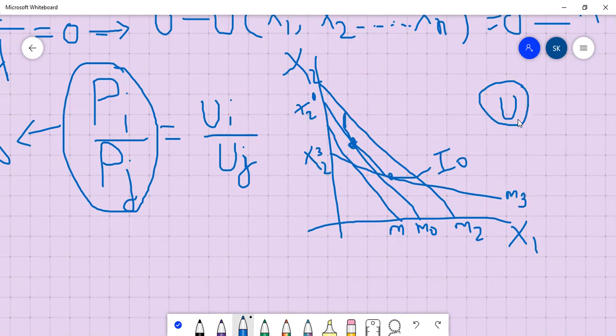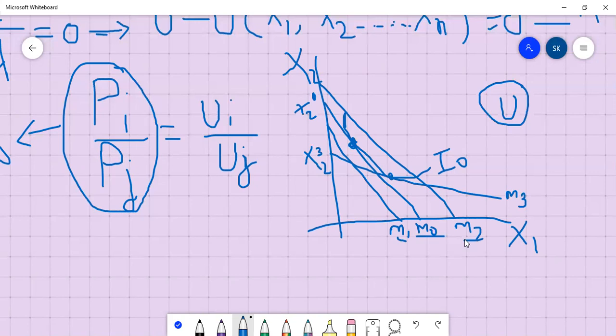Now the feasible set is all points on or above the I0. What is the feasible set? Feasible set is all the points on or above this indifference curve I0. M0, M1, and M2 are ISO expenditure lines, which are similar to budget lines. Okay, this is M1.